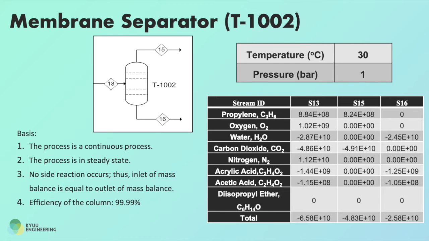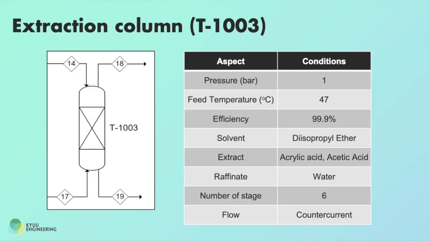So next slide. This is our membrane separator. A pervaporation process will be used to separate the off gas like carbon dioxide, nitrogen, oxygen and aerated propylene from the wastewater. The operating conditions are 1 bar and 30 degrees C. Assumptions for this unit operation are continuous process, steady state, no side reaction occurs, and the efficiency of the column is up to 99.99%. So now I will be presenting about the extraction column.